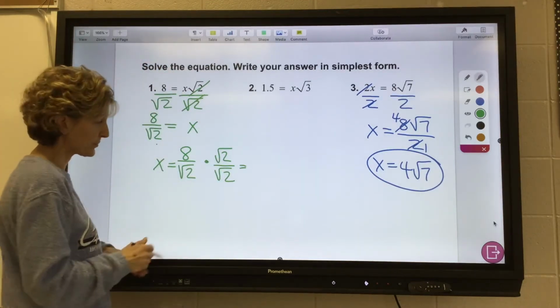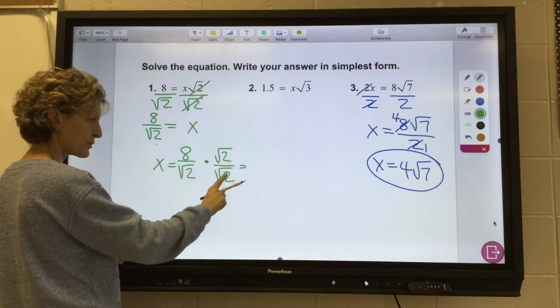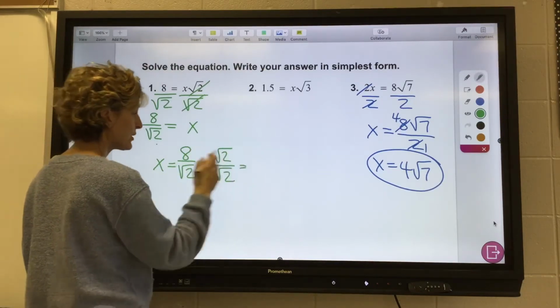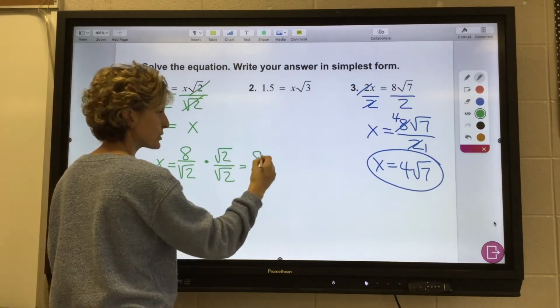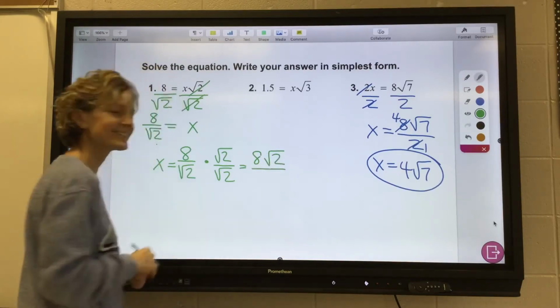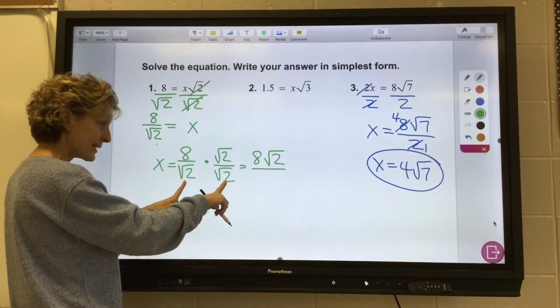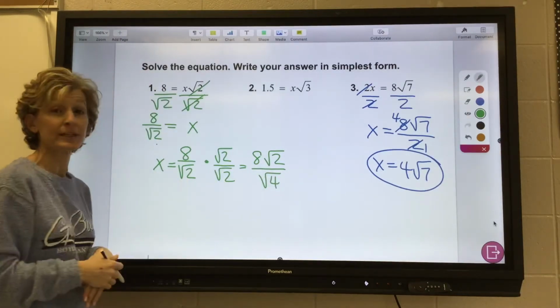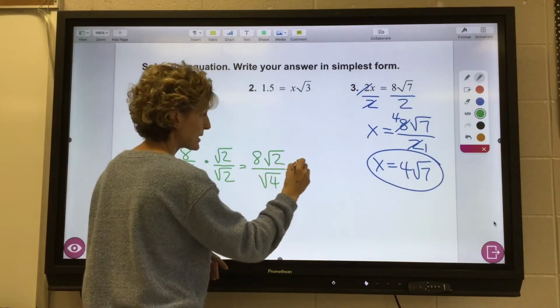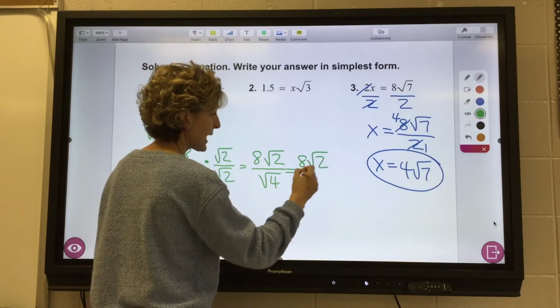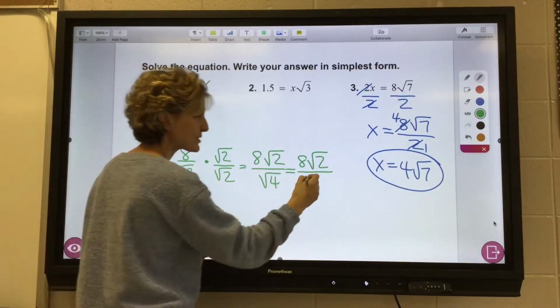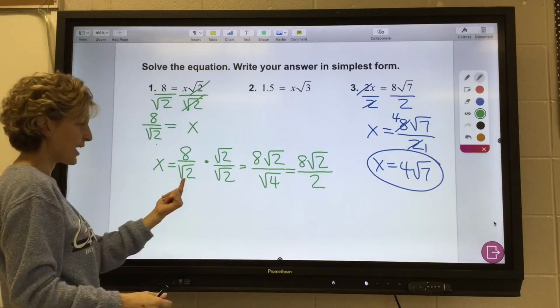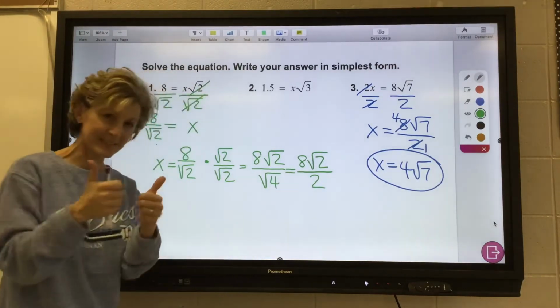Let's do it together. All right. I multiply by the square root of 2 over the square root of 2. As the numerator, I get 8 times the square root of 2, which is just 8 times the square root of 2. On the bottom, I get square root of 4 because you can multiply what's underneath. All right. One more time. That's still there. And the bottom square root of 4 is 2. So see, I have gotten rid of the radical as the denominator.